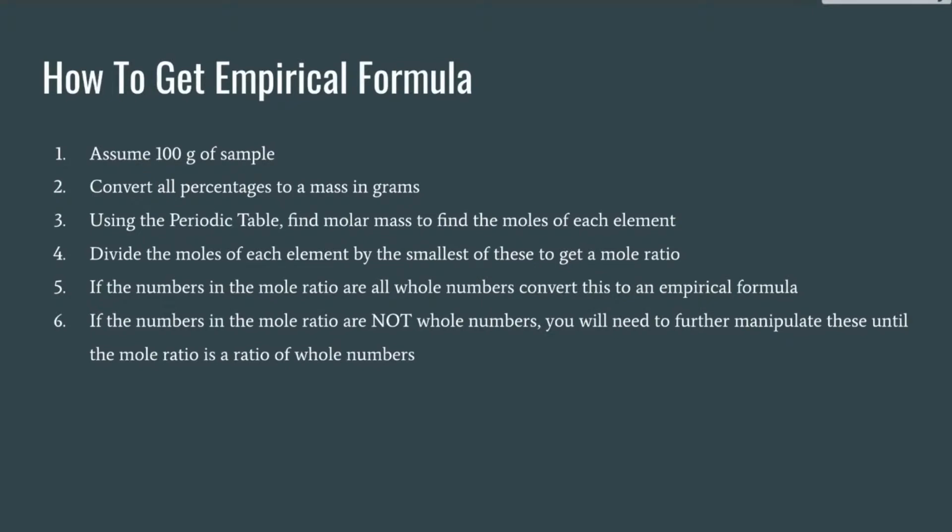If the numbers in the mole ratio are whole numbers, then you could directly convert this to the empirical formula. If the numbers of the mole ratio are not whole numbers, then you need to find the fixed numbers to multiply each of these by until there's whole numbers for the mole ratio.